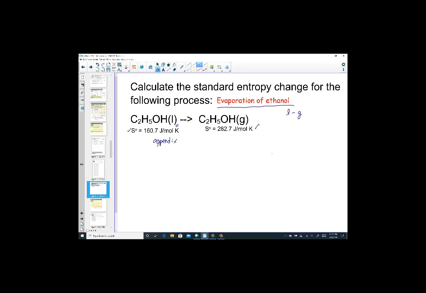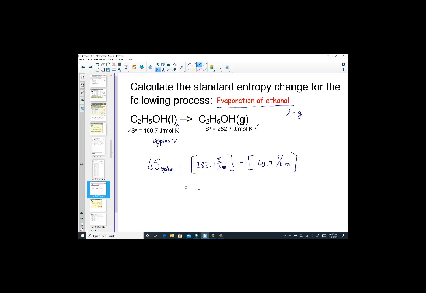Now let's decide our entropy change for this process. I wouldn't say it's truly a reaction simply because it's a physical process, so let's just call it the entropy change of the system. We're going to take the sum of the products minus the sum of the reactants. And since there's just one ingredient, it's a simple subtraction. But I wanted to make a prediction with you about the sign on entropy. Will it come out positive or negative?